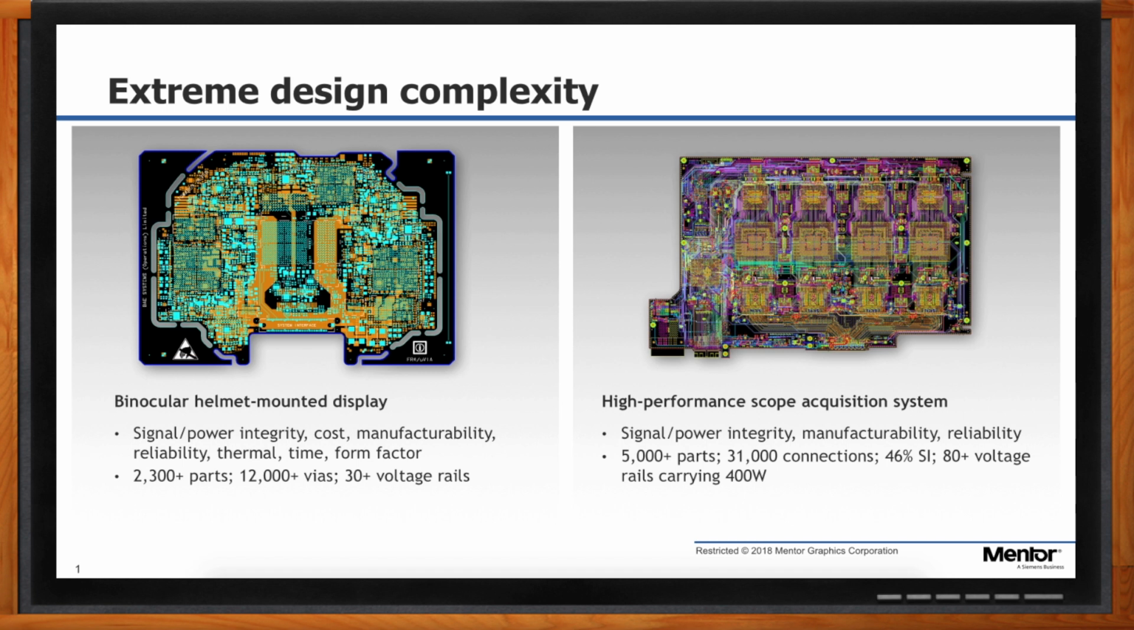Some examples, Mentor customers who are facing this problem in creating a binocular helmet-mounted display, they faced extreme design complexity in that they had 2,300 plus parts on this design and over 12,000 vias and 30 plus different voltage rails. So we're talking an extremely complex PCB. Same thing with this one, had a PCB with 5,000 plus parts and 31,000 connections. So you can imagine just how complex their designs are.